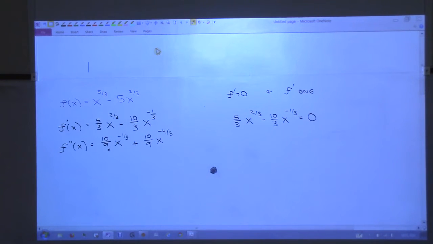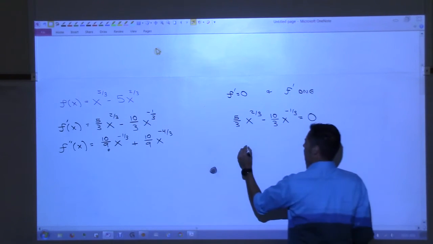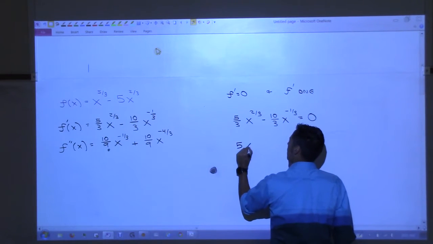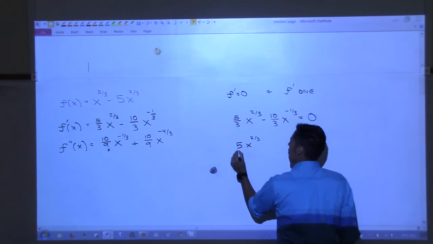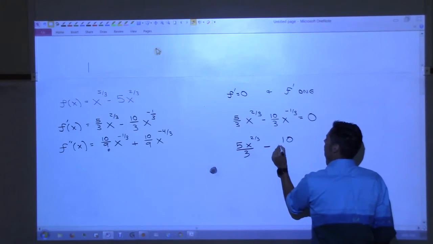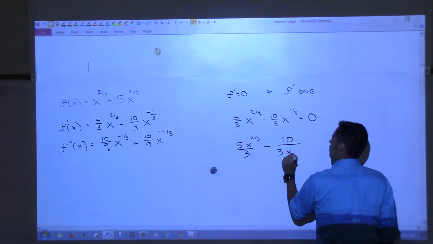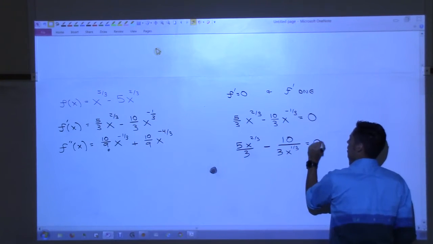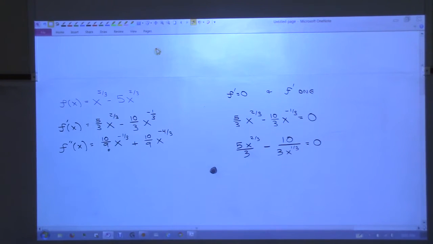Factor? What do they both have in common? Like if that was x squared and x cubed, you could pull out an x squared or something, right? Well, how about this? Just tell me if you agree with this or not. 5x to the 2/3 over 3 minus 10 over 3x to the 1/3. That's just me using properties of exponents, right? The negative exponent means drop it down.